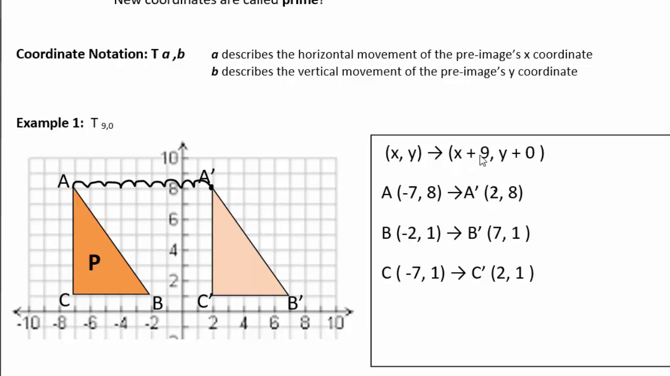-2 plus 9 gives us 7, our new x coordinate. 1 plus 0 gives us 1, our new y coordinate. And then for C, -7 plus 9 is 2, and 1 plus 0 is 1. So this is one way of notating it in the tab notation for a translation, or we can use mapping notation. So let's take a look at one more example to see how that works.